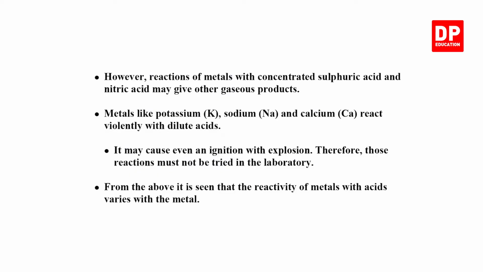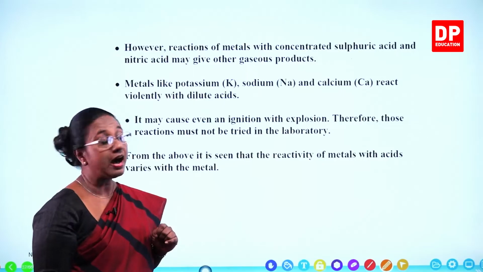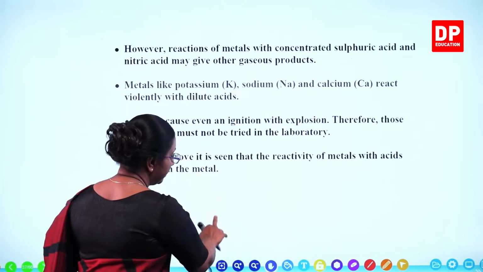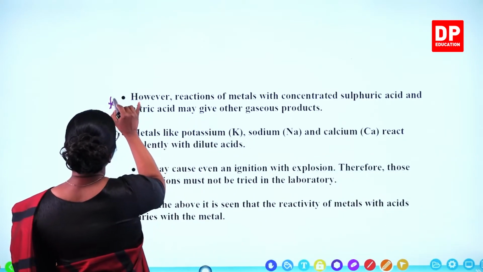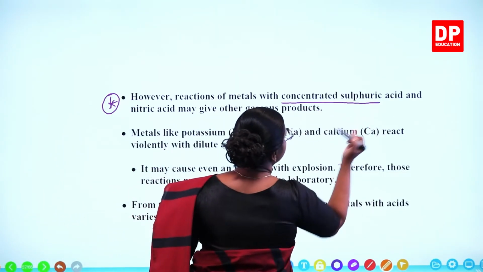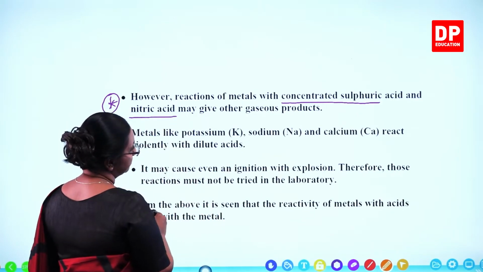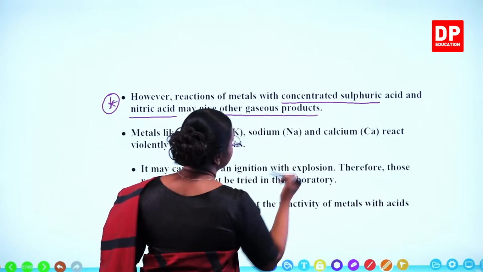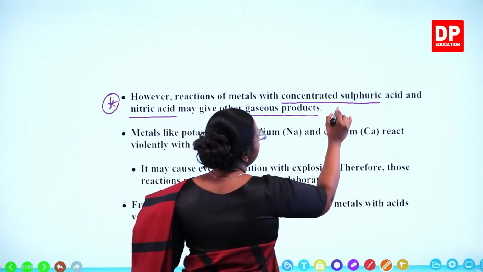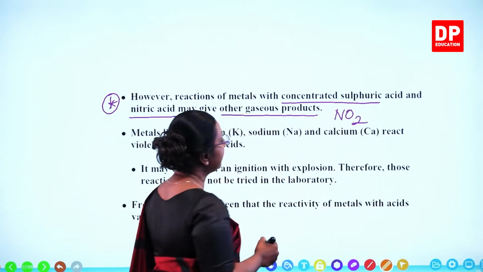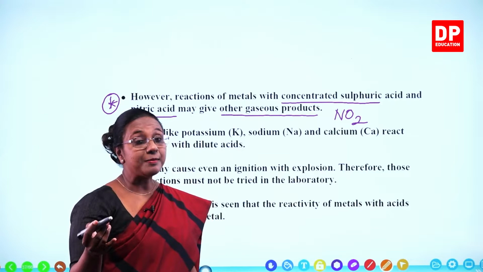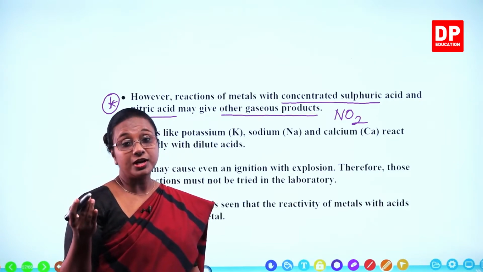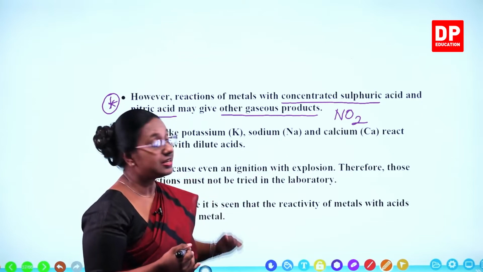However, reactions of metals with concentrated sulfuric acid and nitric acid may give other gaseous products. That is very, very important. You have to remember that. When there is concentrated sulfuric acid and nitric acid, they can give other gaseous products. For example, nitrogen dioxide gas, NO2, can be evolved with concentrated nitric acid. You might be familiar with this gas. It is a reddish brown color gas, nitrogen dioxide.